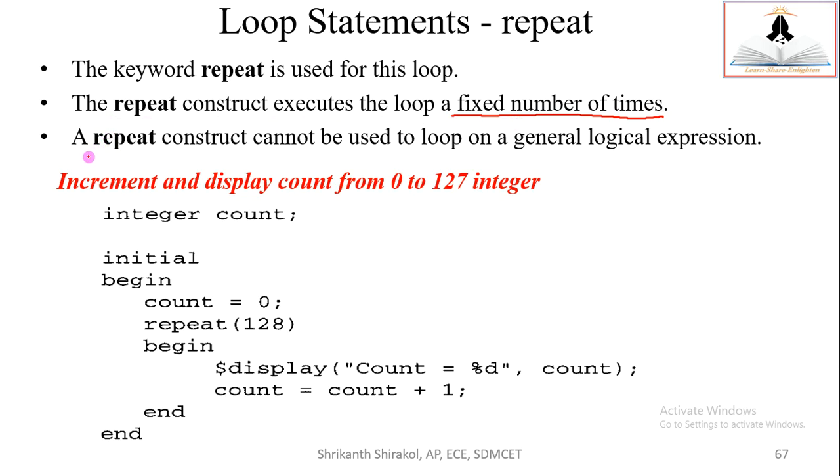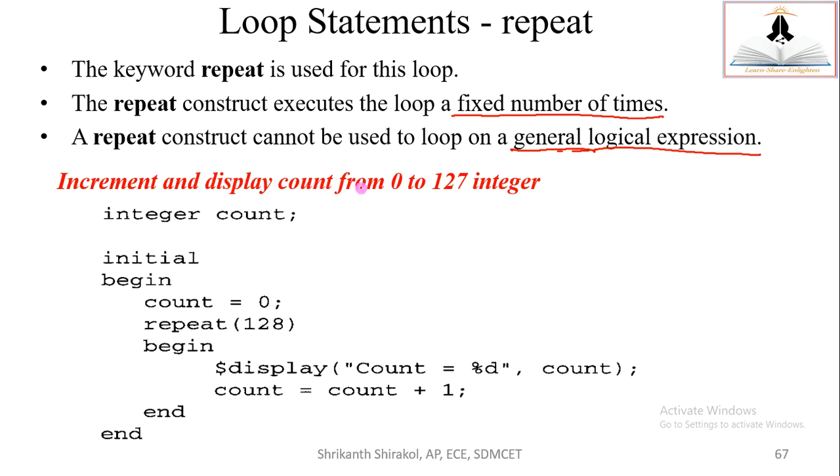It does not check any condition. The repeat construct cannot be used to loop on a general logical expression like in the for loop and while loop, where up till a condition is satisfied you have to execute certain statements. That is not possible using repeat. So in repeat, it is already fixed. For example, look at this.